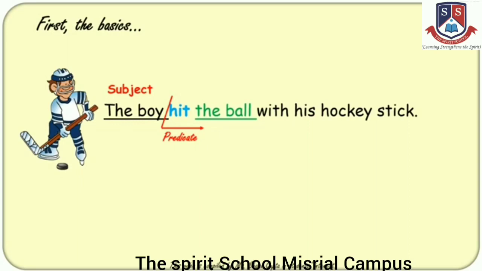In this sentence, the boy is the subject and he performs the action hit on the object, which is the ball. The word denoting action, hit, is the verb. The object, which is the ball in this sentence, receives the action of the verb hit and it's called the direct object. Some sentences have two objects, like the one I am about to show you on your screen.